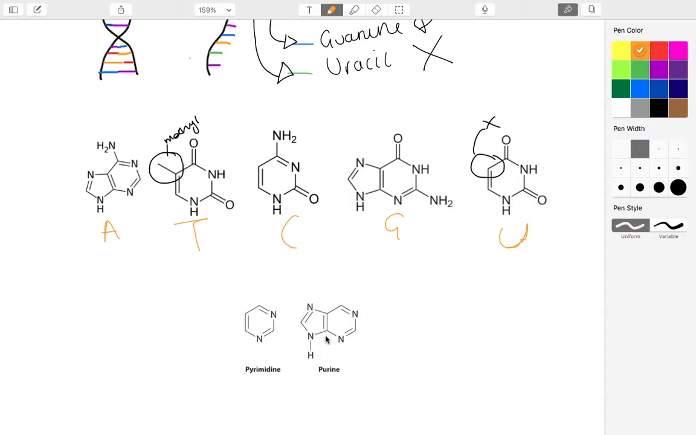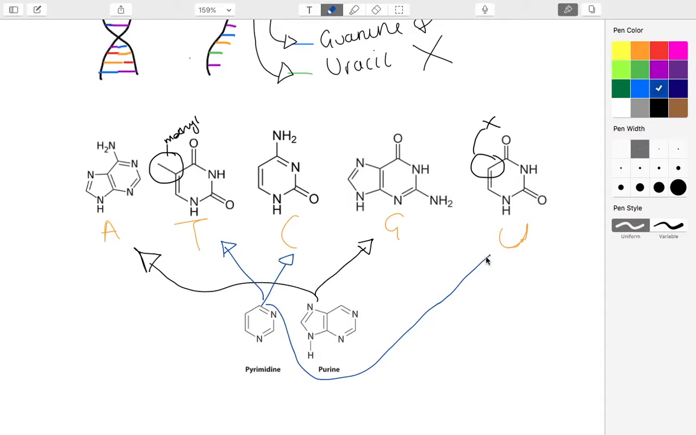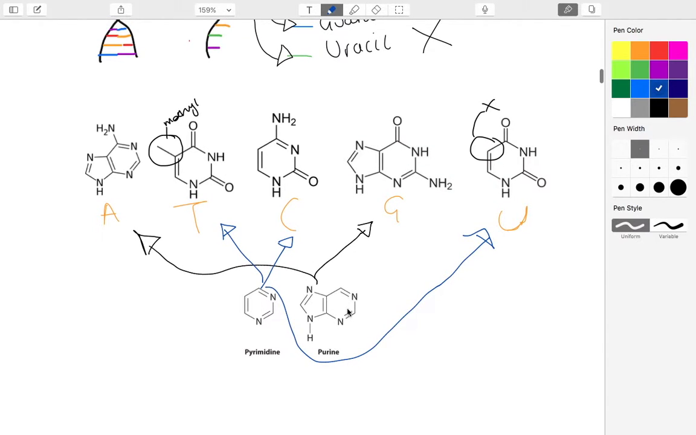Obviously, the nucleotides are split into 2 groups. You've got the pyrimidines and the purines. Now, your purines are A and G. Your pyrimidines are T, C, and U. So obviously the difference between the pyrimidines and the purines is simply that you have 1 ring there, and we have 2 rings here.